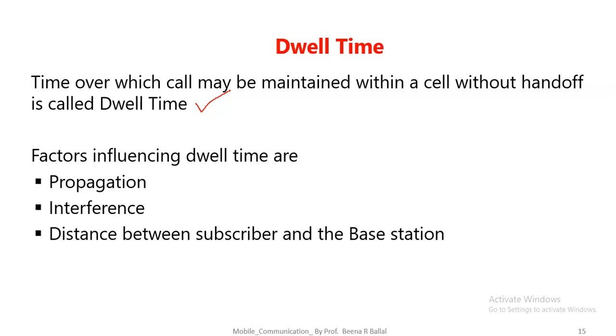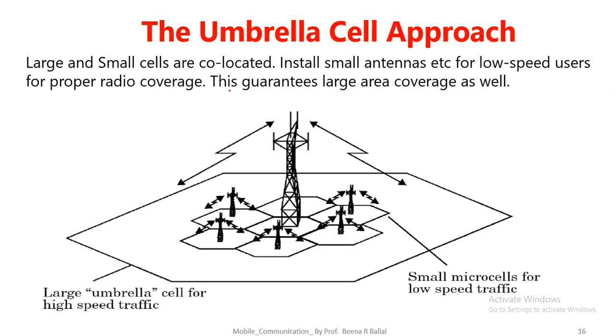There are three factors which influence the dwell time. One is propagation, the second one is interference, and the third one is the distance between the subscriber and the base station. These three factors influence my dwell time to a great extent. And the last concept in this video which I'm going to cover is the umbrella cell approach. Very simple but yet interesting concept.